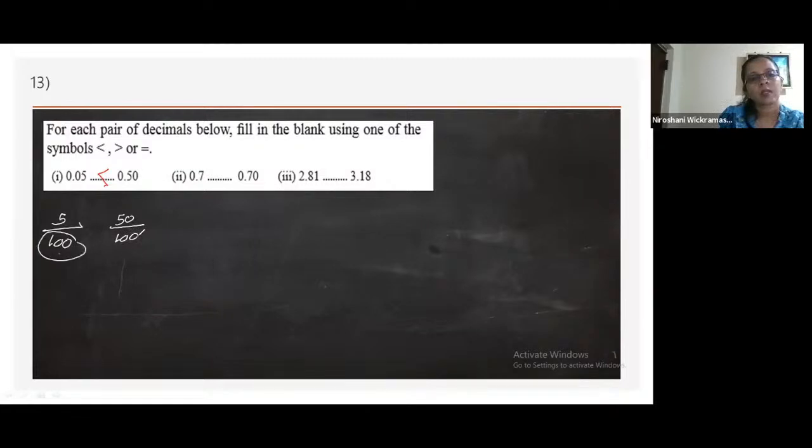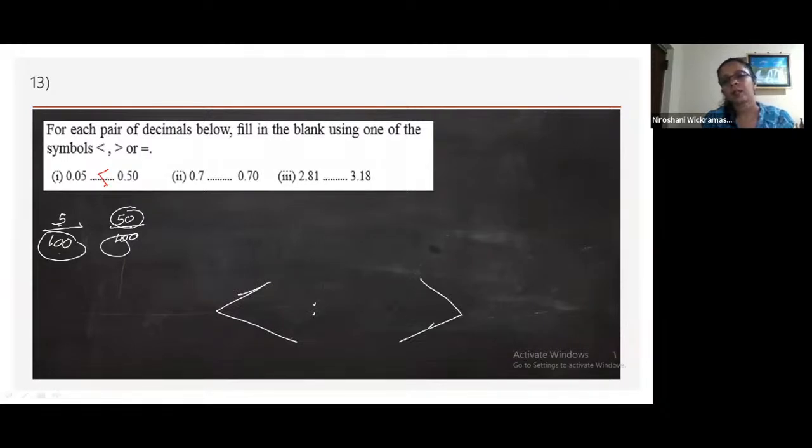Right, so which one is greatest? The denominators are same, 5 or 50. 50 is the greatest one. So this is the greatest. So you open the mouth of the sign towards this side. You know that a crocodile opens its mouth to the big prey, no? Towards the prey. So that is the biggest one. So this sign opens the mouth to this side, the bigger side. If it is small, what are they doing? This side, right? This is the bigger side.